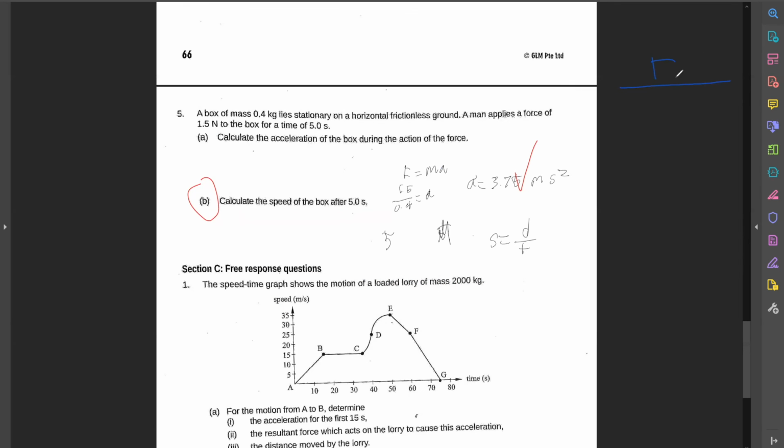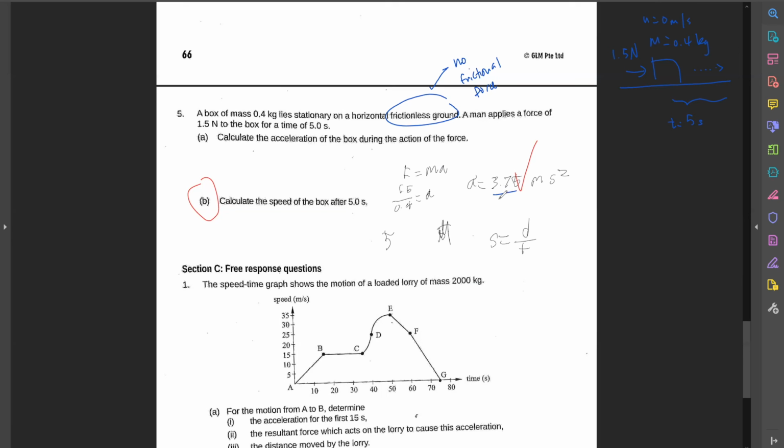A box lies on a surface. So you have a box, mass 0.4 kilogram, stationary on the frictionless ground, no frictional force. It's good news. So it's not moving. A man applies a force of 1.5 newtons to it for 5 seconds. So I think it's gonna move. Calculate the speed of the box after 5 seconds.